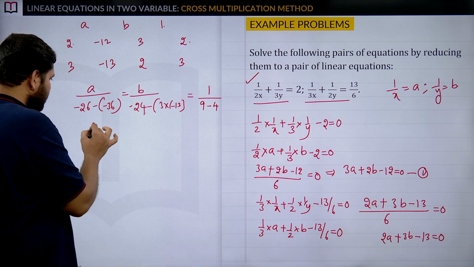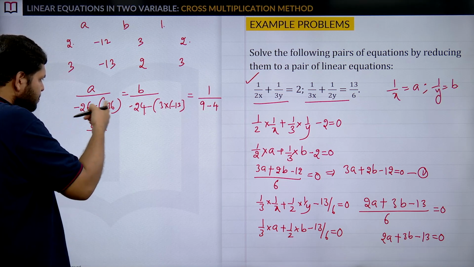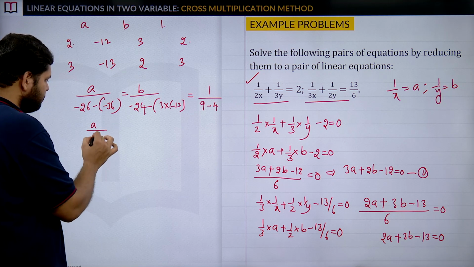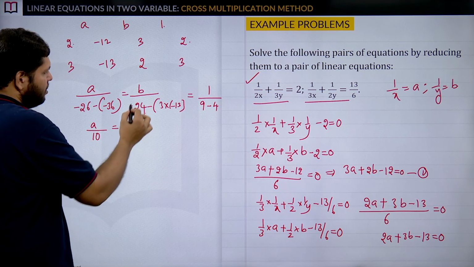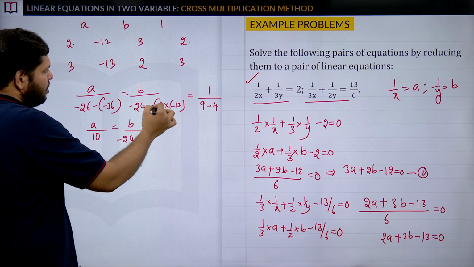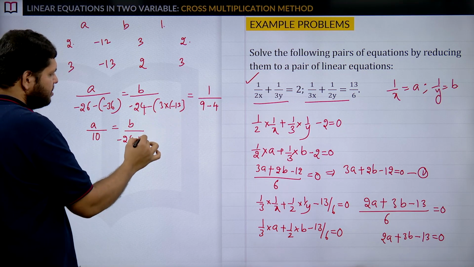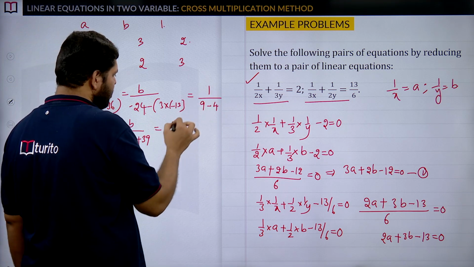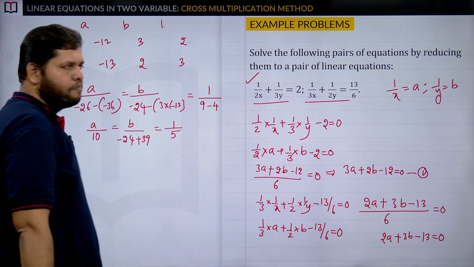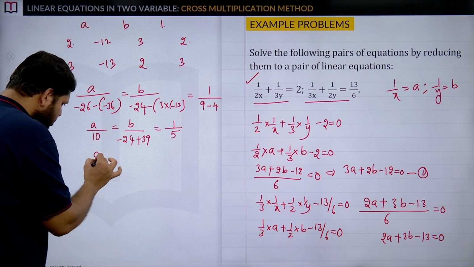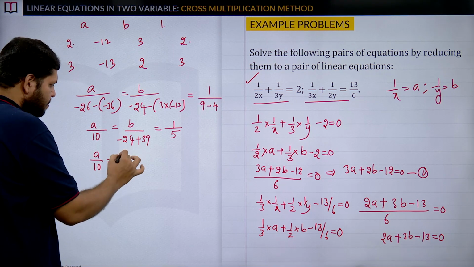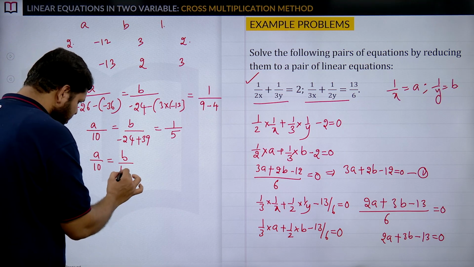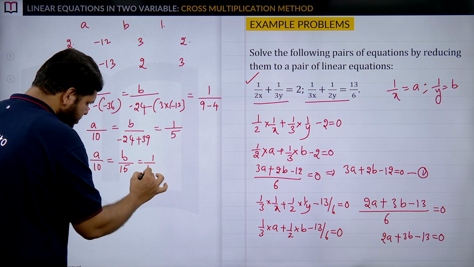Now children, what we are writing? A by. Children, it is minus 26, it is plus 36. Minus 26 plus 36, what is the value? It is 10. B by. This is what? Minus 24. Minus into minus plus. So 13 3s are, it is 39. So 9 minus 4 value 5. So this is what children? A by 10 and B by 39 minus 24. I can say it is 15 and 1 by this is 5.